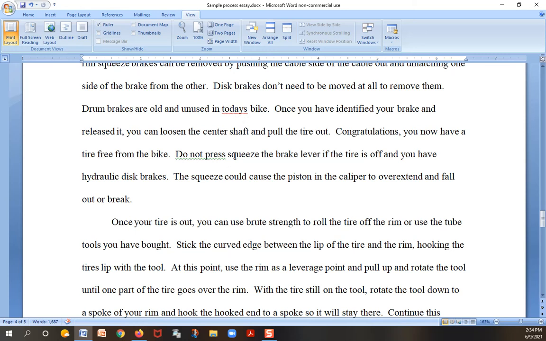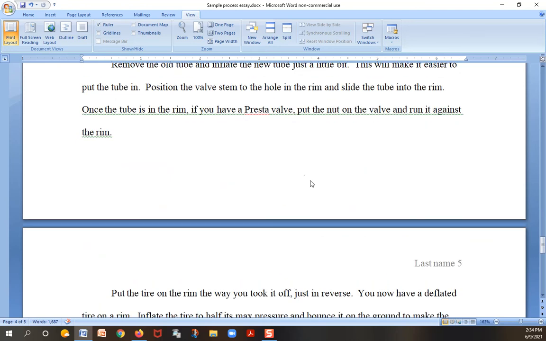Once the tube is in the rim, if you have a Presta valve, put the nut on the valve and run it against the rim.